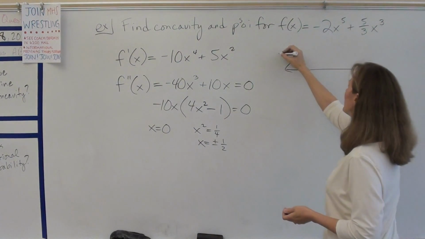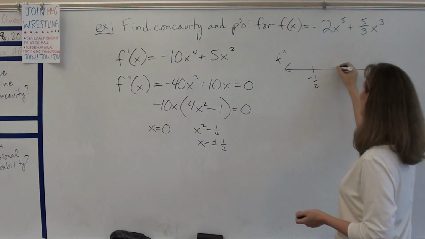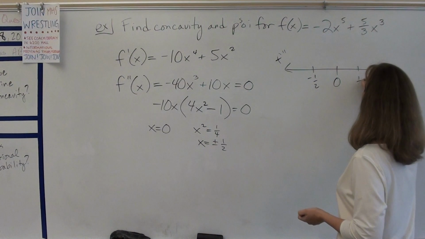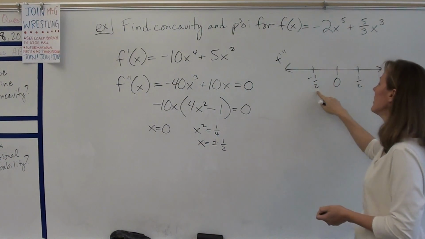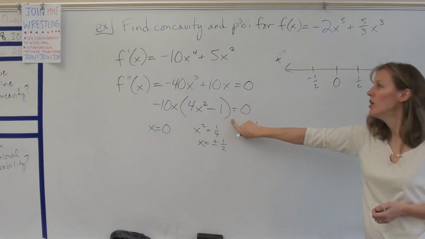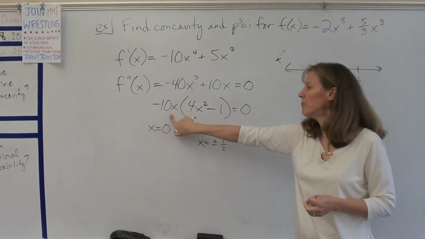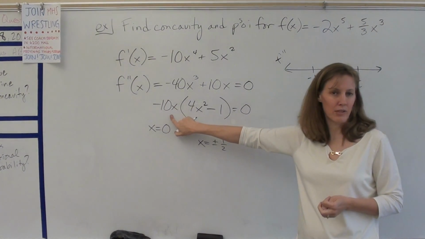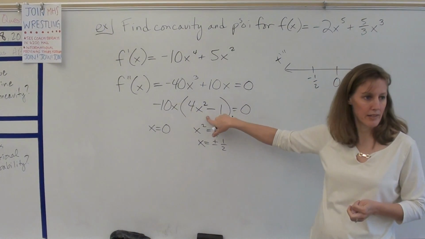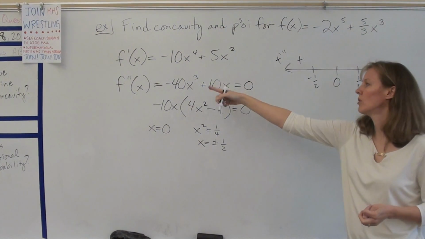So we have, this is for f double prime, right? Negative a half, 0, and a half. We're plugging our numbers into f double prime. So if I pick negative 100, I am positive on the outside, and I'm positive on the inside. So I am positive.